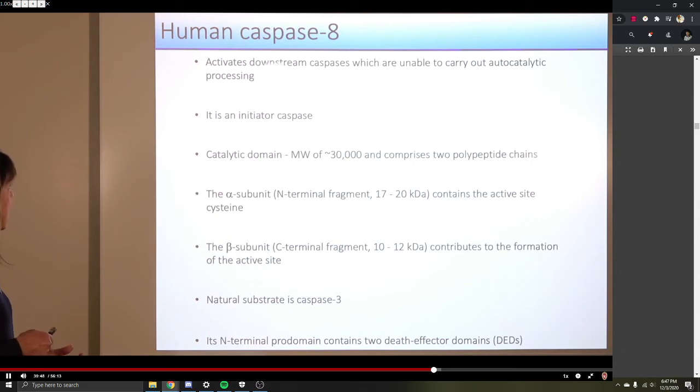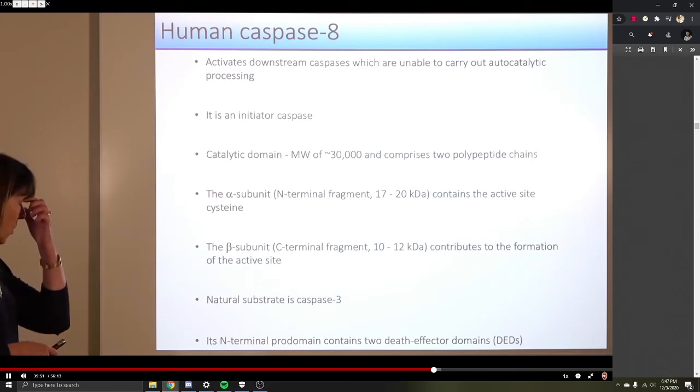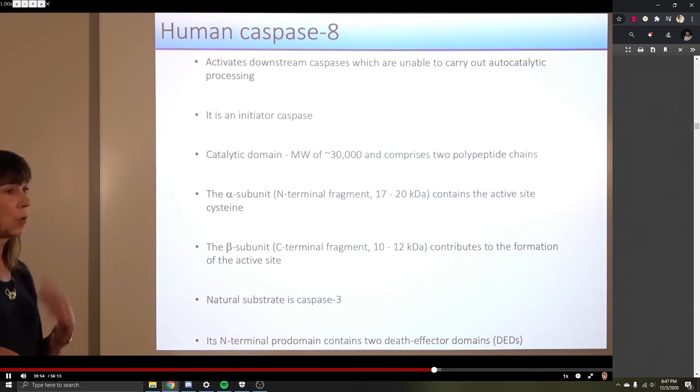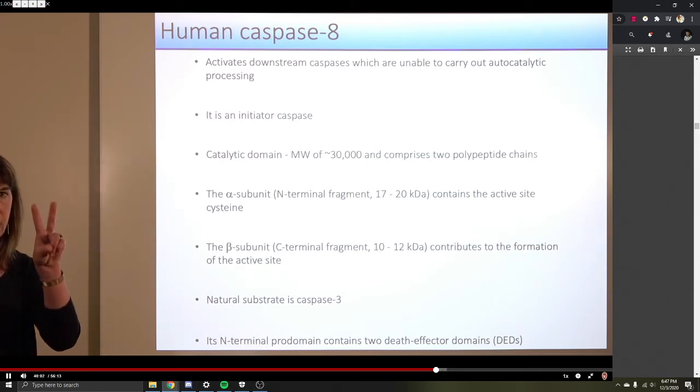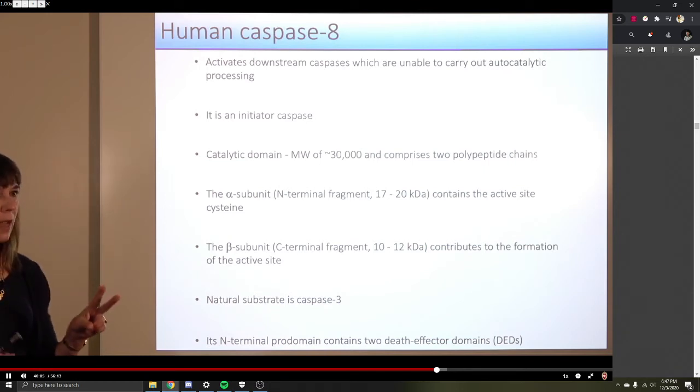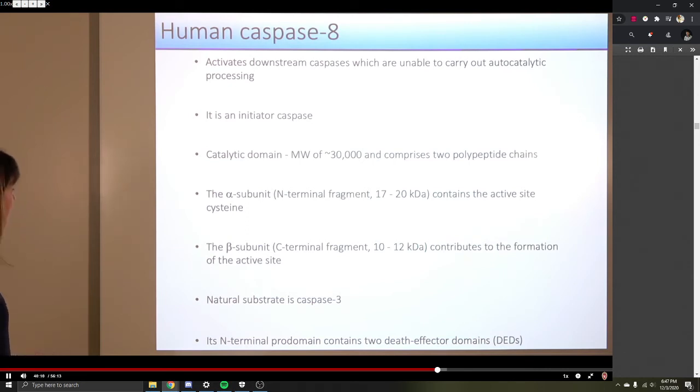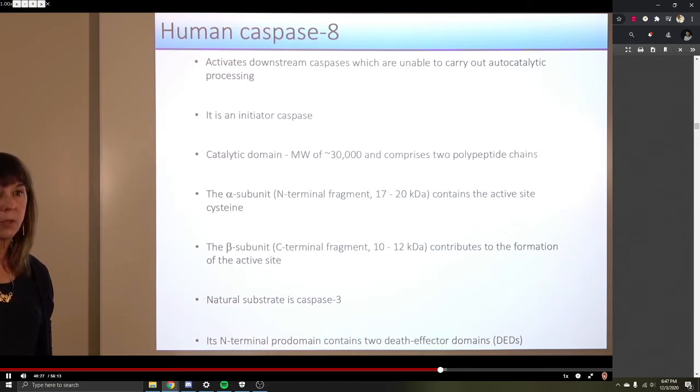So this human caspase 8 activates downstream caspases, which are unable to carry out autocatalytic processing. So it can. So it's an initiator caspase. Its catalytic domain is 30,000 molecular weight. It comprises two polypeptide chains. Actually, it has to come to two polypeptides to come together to form a tetramer, and I'll show you that in a minute. The alpha subunit contains the active site cysteine, and the beta subunit contributes to the formation of the active site. And its natural substrate is caspase 3.